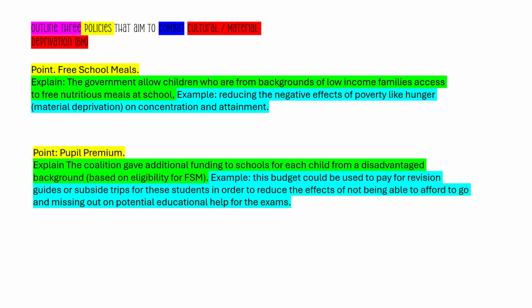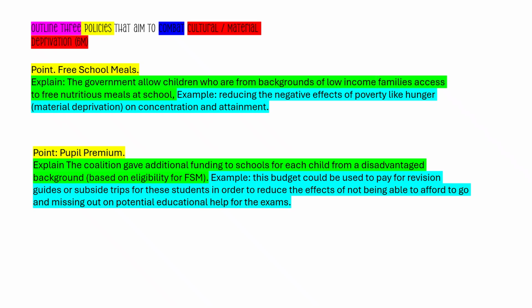My next one, I'm not going to talk about food. I'm going to talk about something completely different. So this is an example of extra funding that a school might get for poorer kids. So I put down pupil premium. So that's the policy. That's what the government have brought out, pupil premium. And I've explained very briefly that the coalition gave additional funding to schools for each child from a disadvantaged background based on eligibility for free school meals.